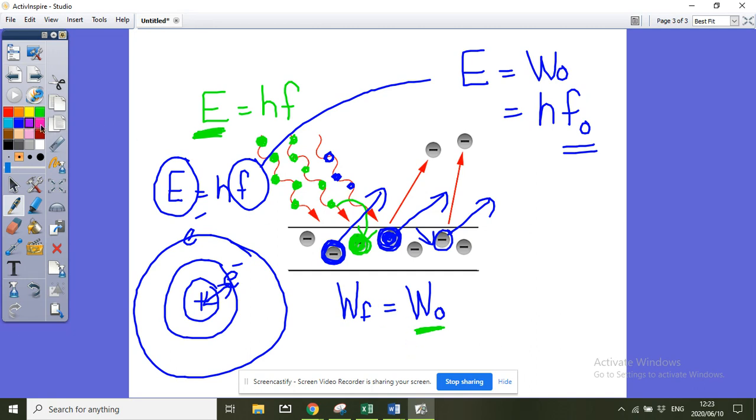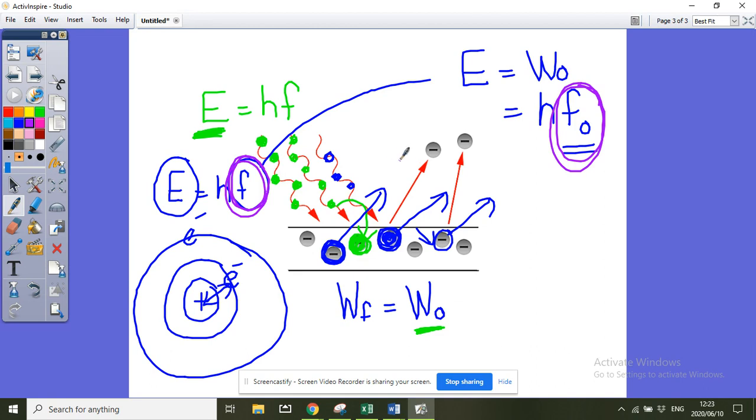If you go the other route, you're going to say that the light or the radiation did not have a high enough frequency to overcome the threshold frequency. So please make sure that when you explain this, you choose either the energy route or the frequency route, and you do not mix them up.